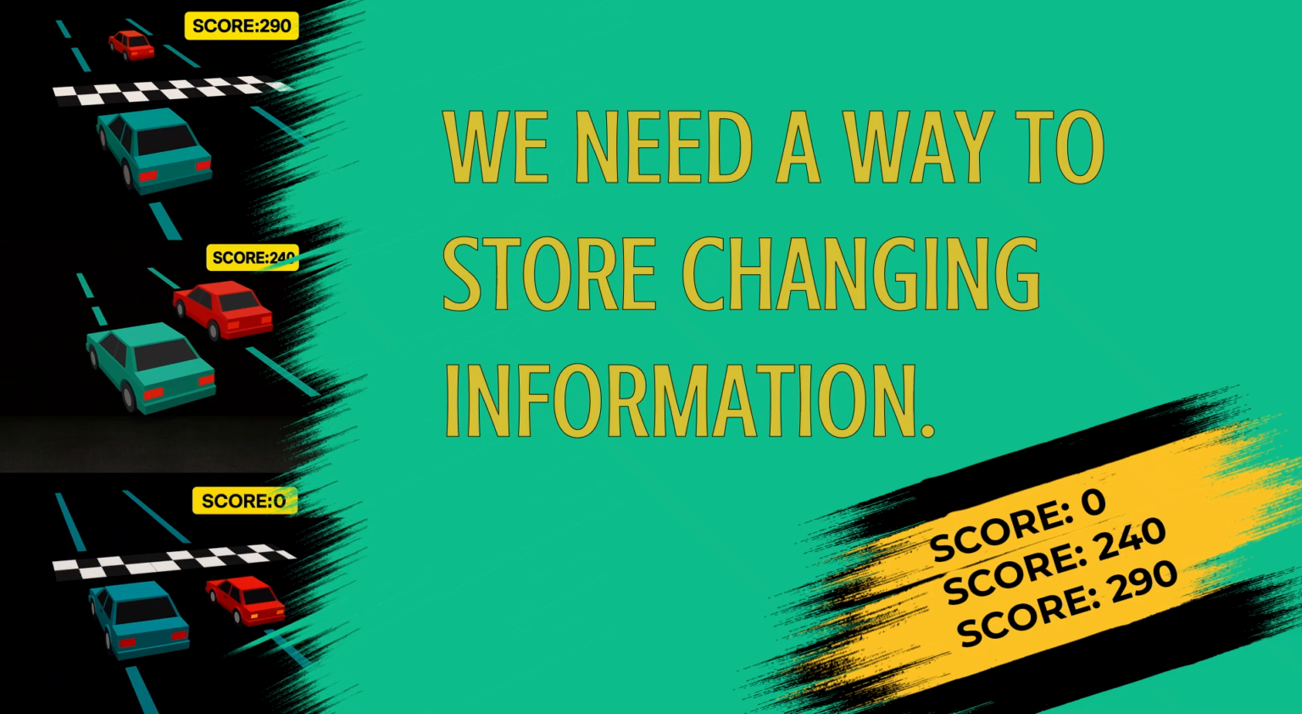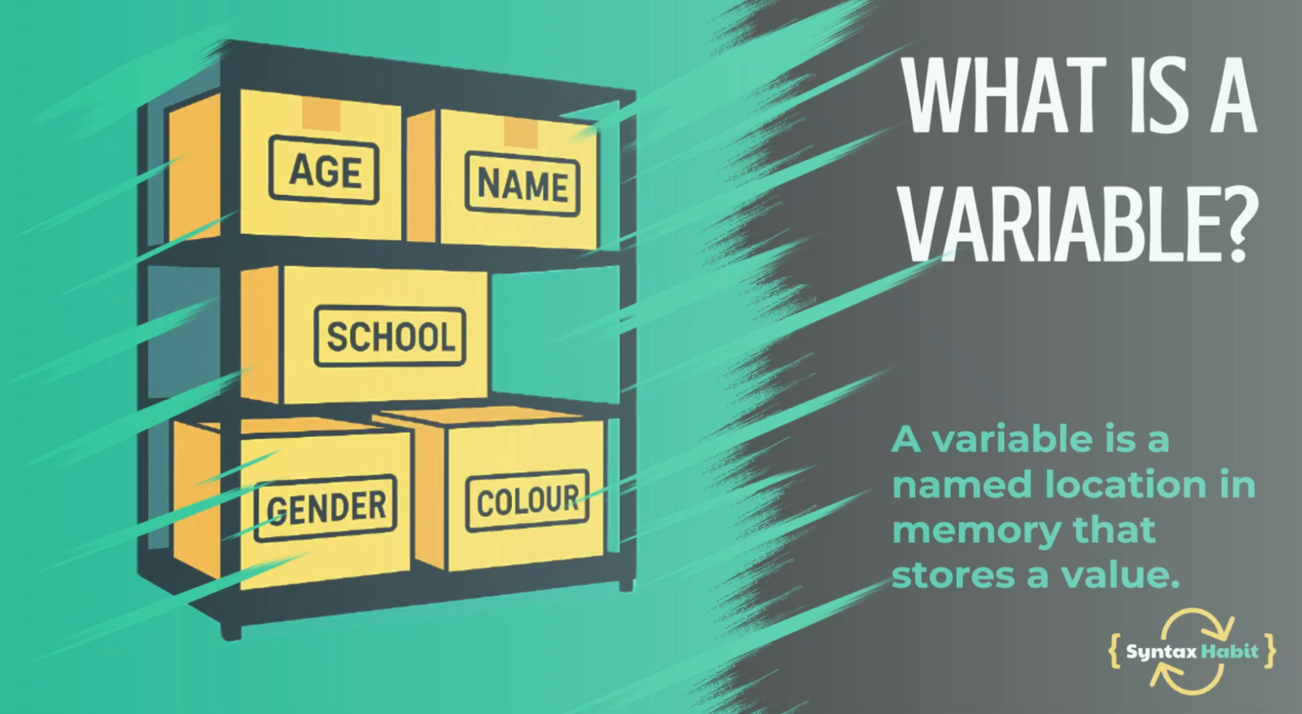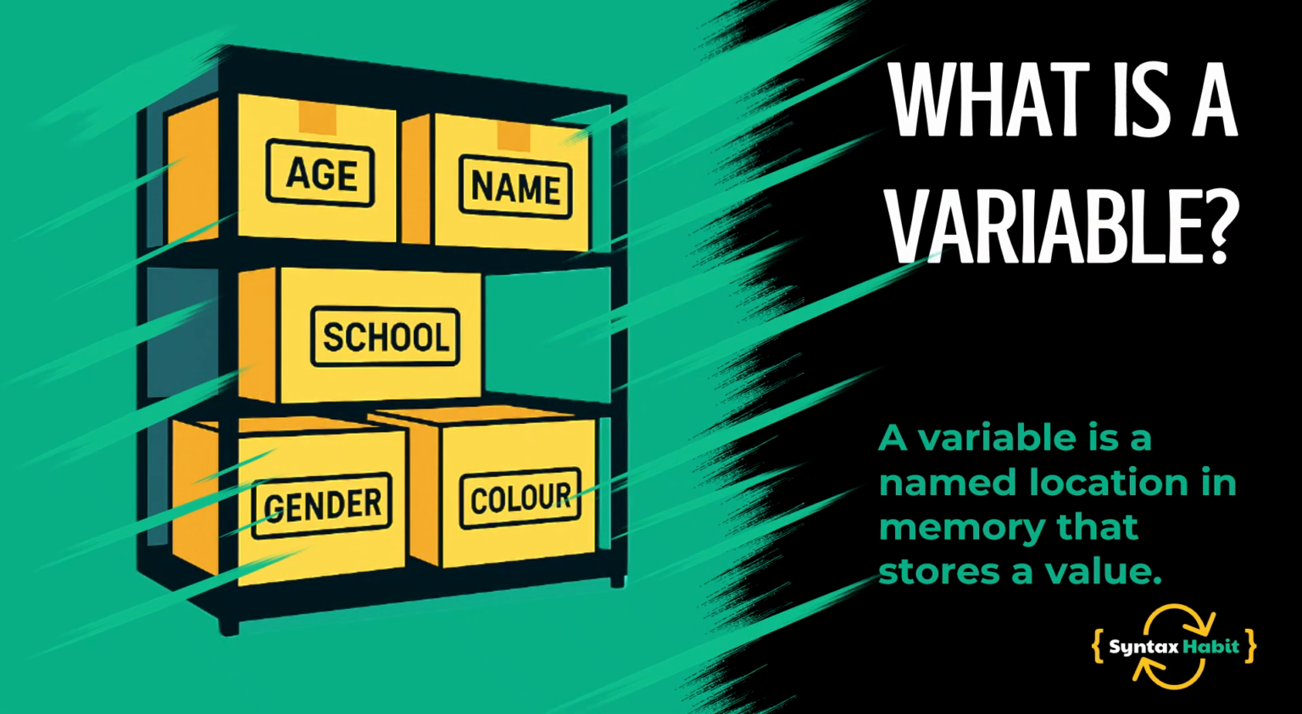Variables solve that problem for us. A variable is a named location in memory that stores a value. You can think of a variable as a box with a label attached to it. The label tells us what the value represents, and the value is stored inside the box.